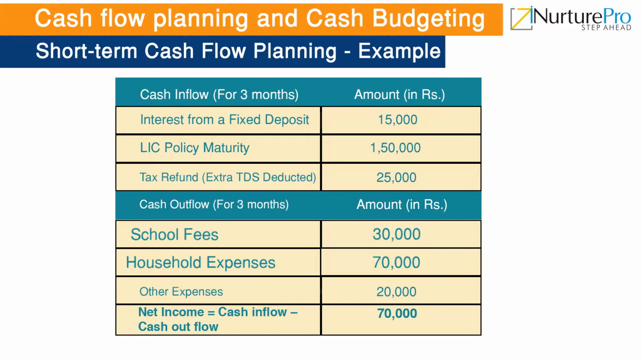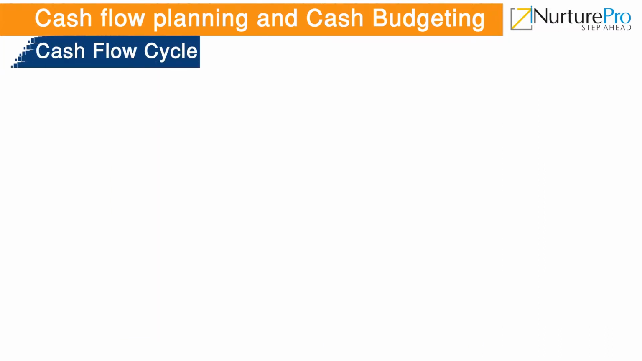Next, let's look at cash flow cycle. Cash flow cycle refers to the movement of cash and money in a business or an individual's financial accounts. From the short-term point of view, a financial planner should first identify and analyze the short-term cash flow cycle of a client. Based on this cycle, he should define strategies to speed cash inflows and reduce and optimize cash outflows.